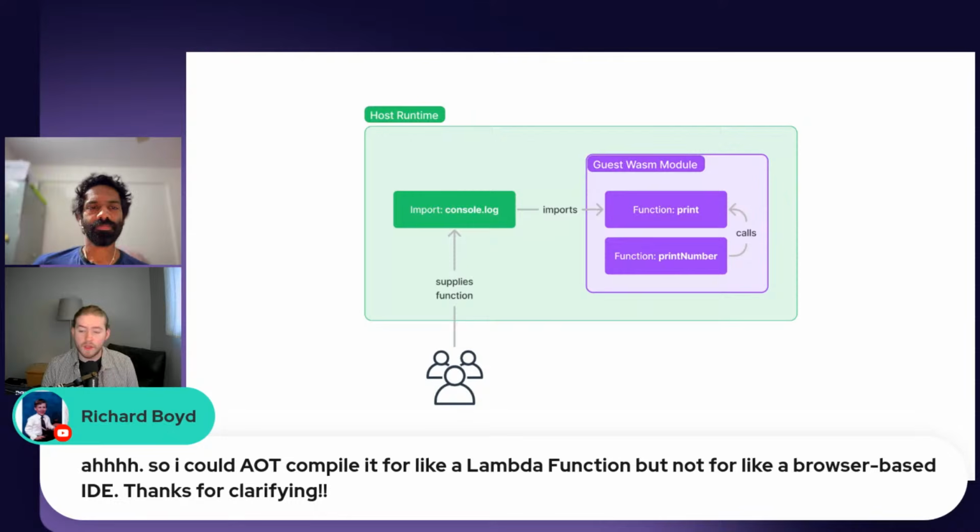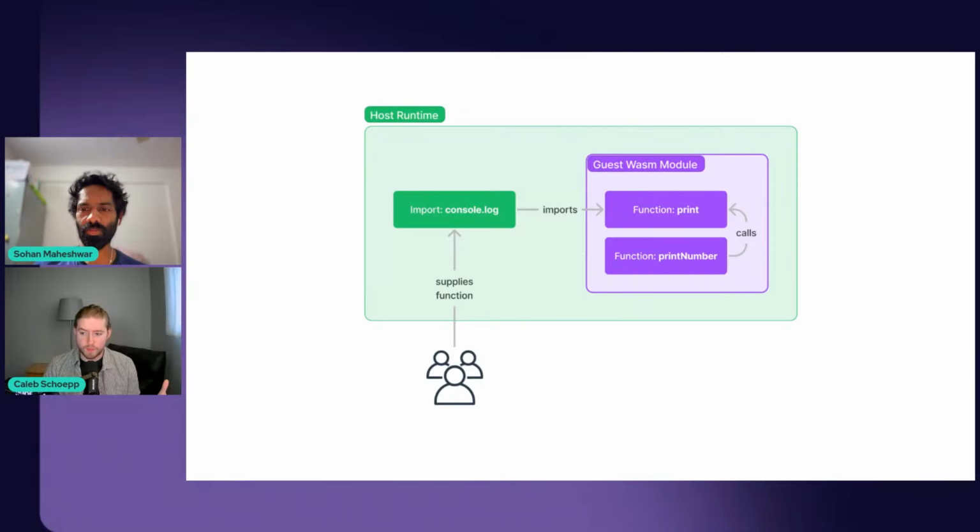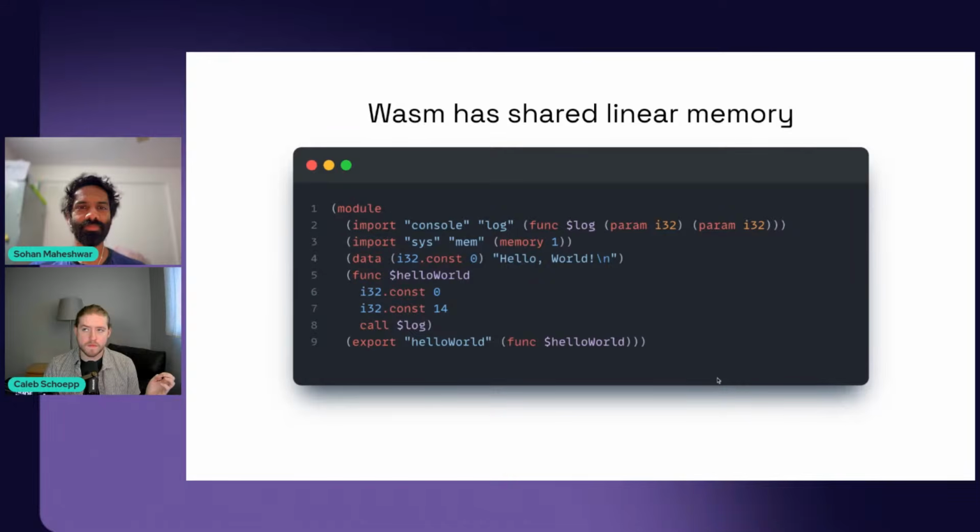Yeah. Awesome. So we've got the imports here, and we were able to export functionality. There's a ton of different parts to a WebAssembly module, but the biggest and last important one I want to talk about here is shared linear memory, which is a mouthful. So we're going to start by breaking that down.